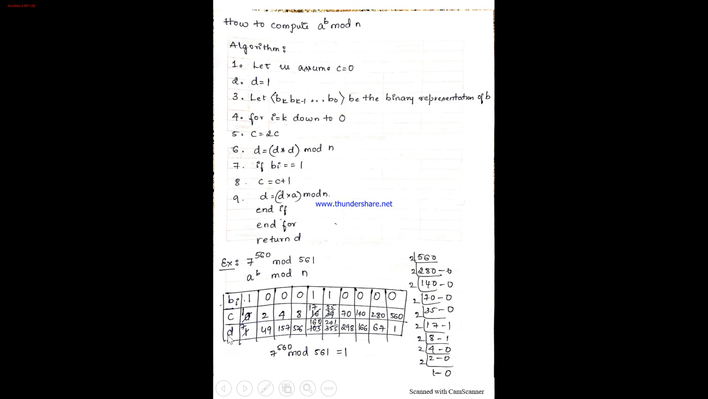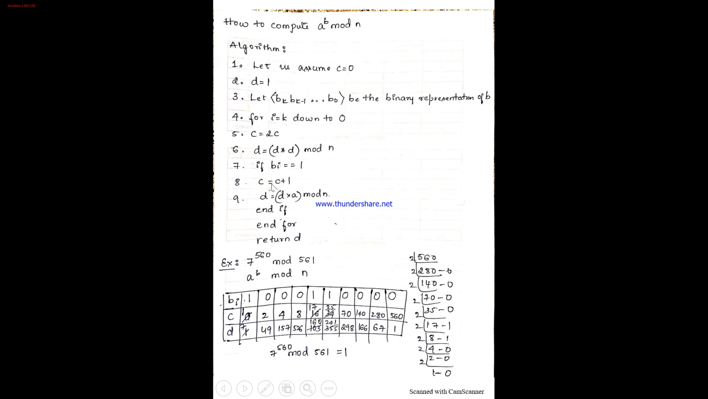Next, C and D are what we are computing in this algorithm repeatedly. First, C is initialized with 0, and D is initialized with 1. For the first iteration, C is equal to 2 into C, which is 2 into 0, which is 0. Next, D is equal to D into D mod n. The n value is 561. D into D, 1 into 1, 1 mod n is 1.